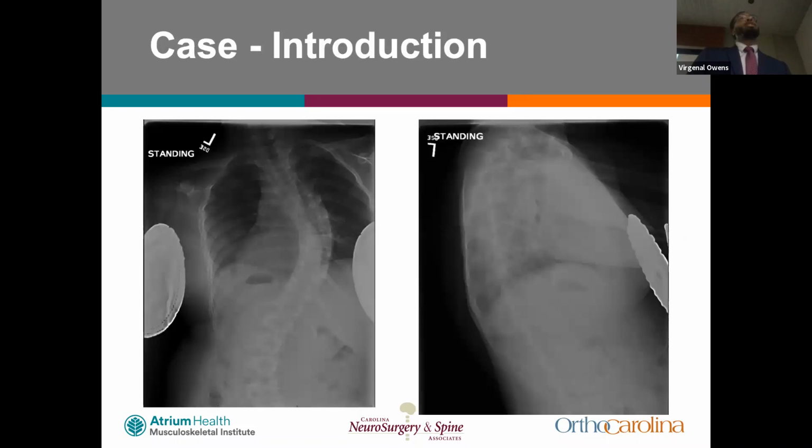So this is just a case introduction. This is an 11-year-old female who was seen in clinic for some time for this scoliotic curve. Over time, she failed bracing and continued to have progressive deformity of her curve. So the ultimate plan was to do a T3 to L3 fusion for this patient and deformity correction.